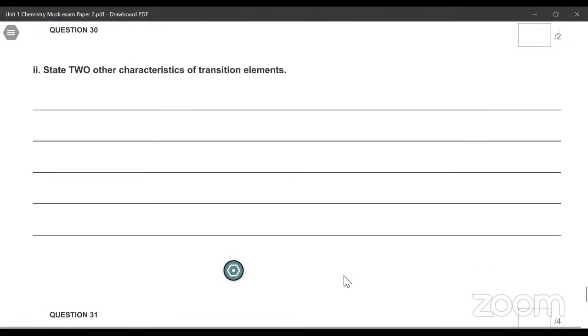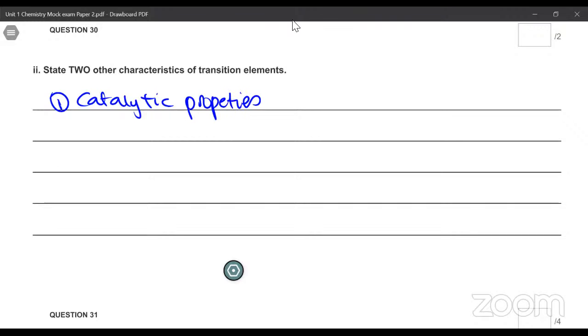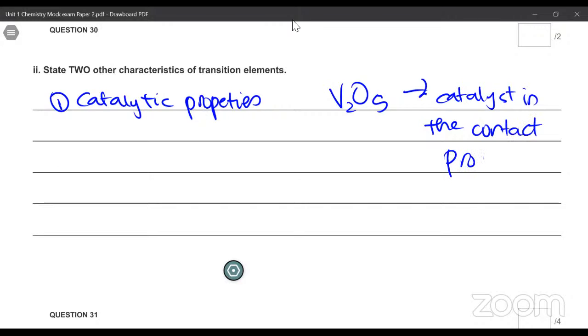Now state 2 other characteristics of transition elements, right? Two other characteristics of the transition elements can be that they have catalytic properties, so they can be used as catalysts. So vanadium pentoxide, V2O5, is used as a catalyst in the contact process. And that's used to produce sulfuric acid, right?